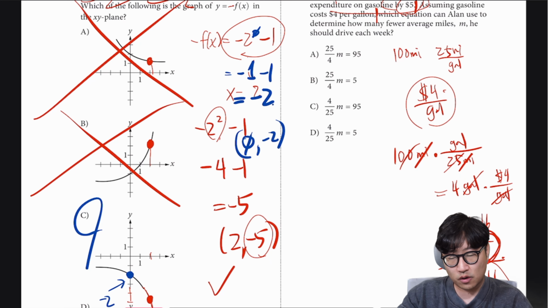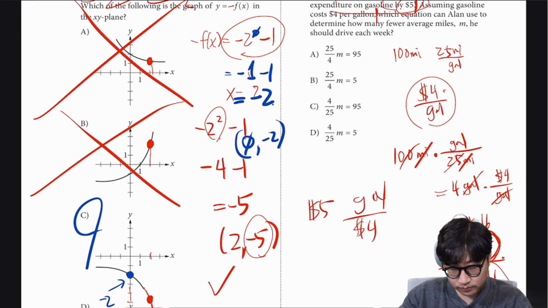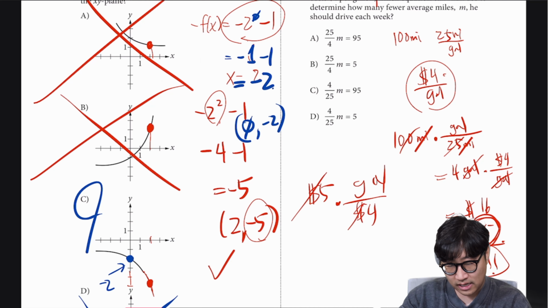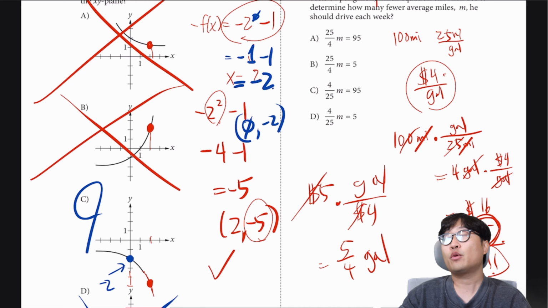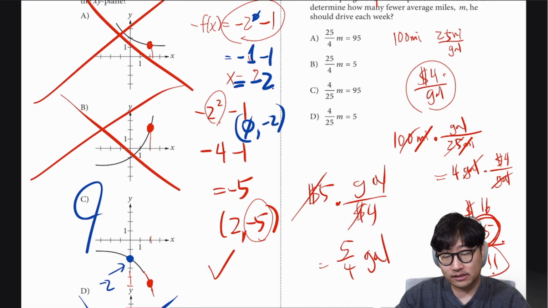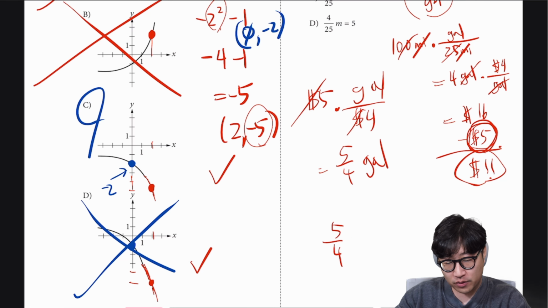The question is, well, how many miles would that be, right? So how many fewer average miles? You can just take that $5 and then be like, well, it's going to be $4 per gallon, right? So if you just cancel that, the dollars cancel, so that'll be 5/4 of a gallon that he should drive, or he should use less. Right? So just grab that 5/4 of a gallon and convert that into however many miles.